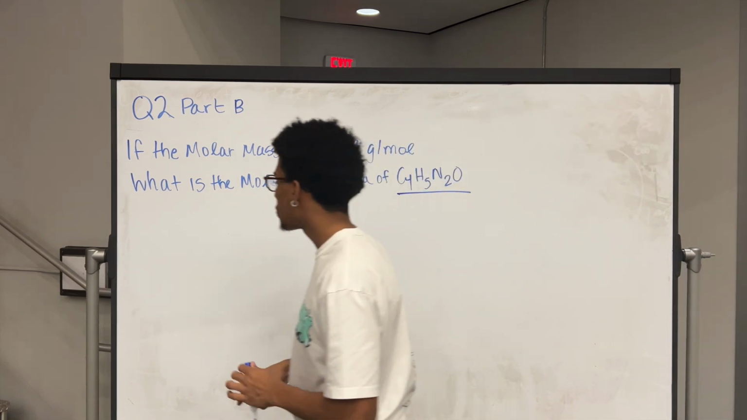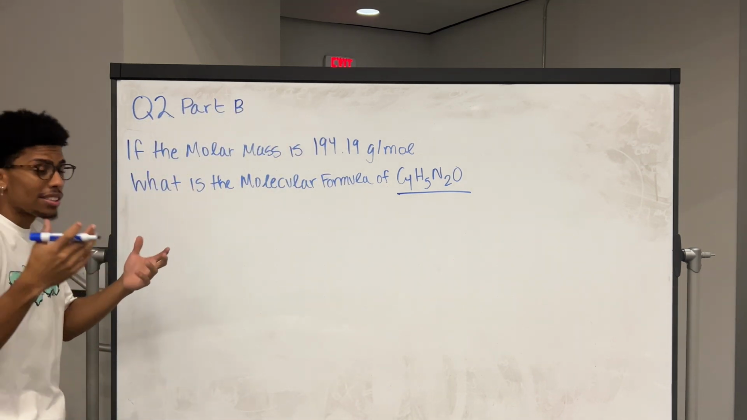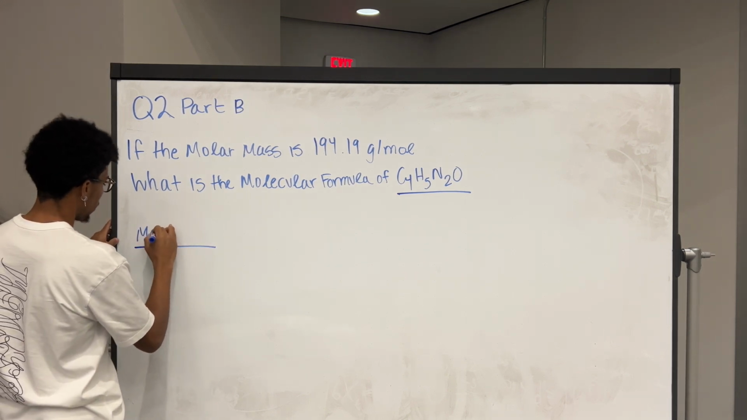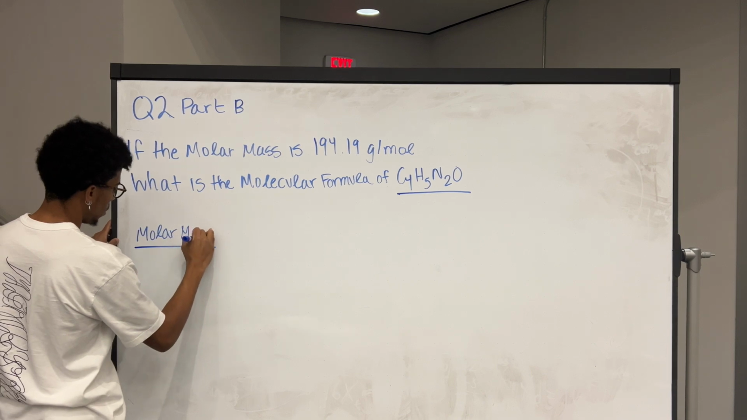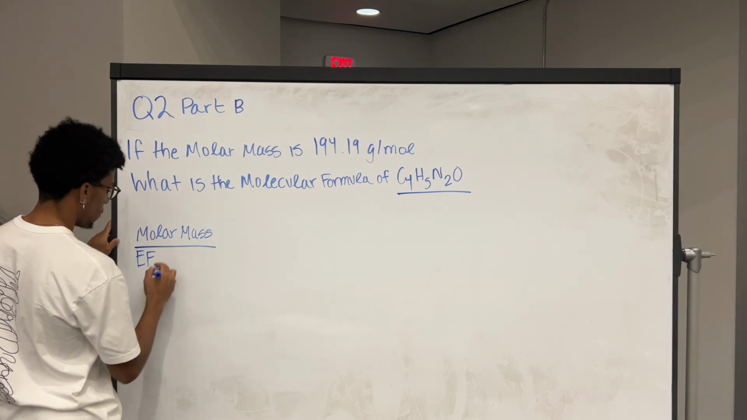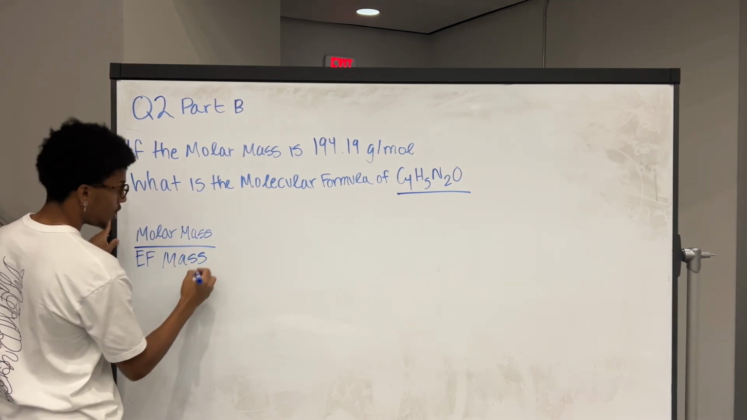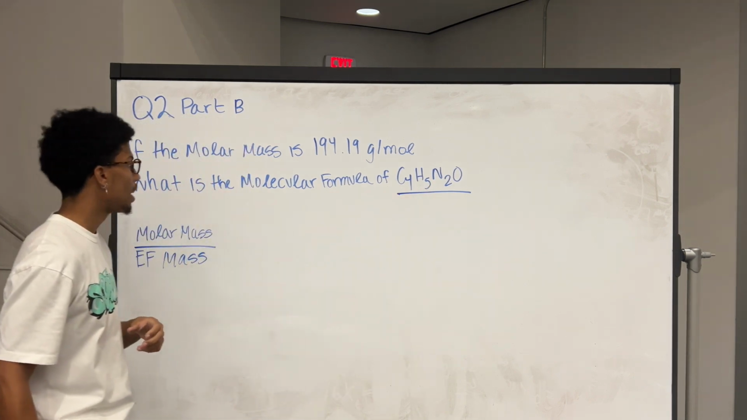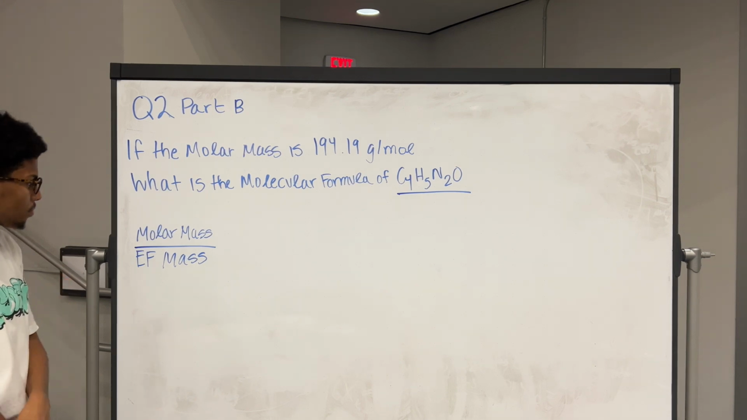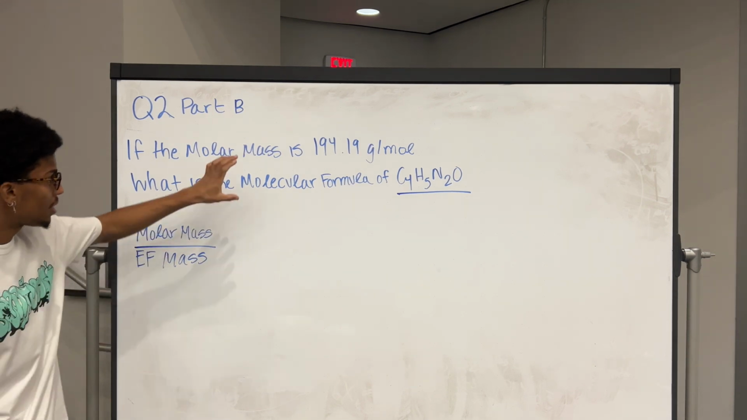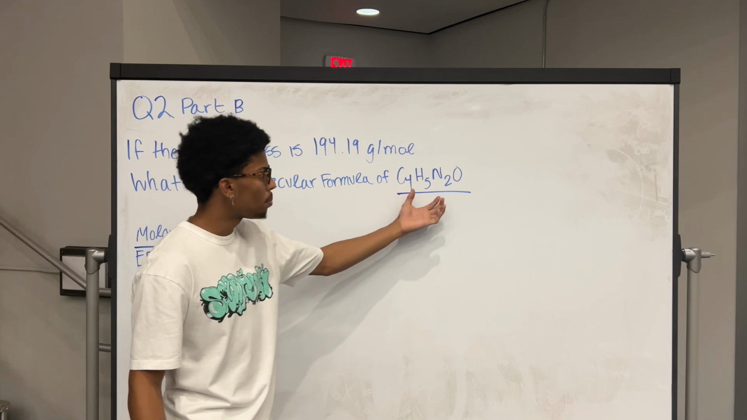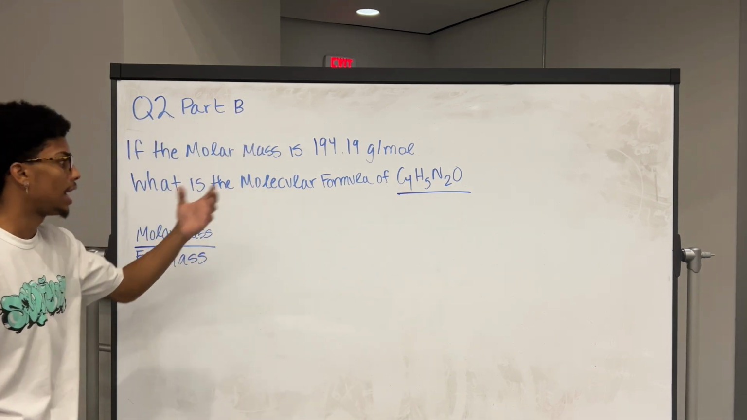And so to solve these problems, this is the formula that you want to set up. So it's going to be molar mass divided by the empirical formula mass. So we want to find the molar mass of this compound and divide it by the molar mass of the original compound. And that's going to give us a number, because essentially these are a ratio between one another. And when we find that number, we can take it and multiply it by each of these subscripts so that we can figure out the molecular formula.